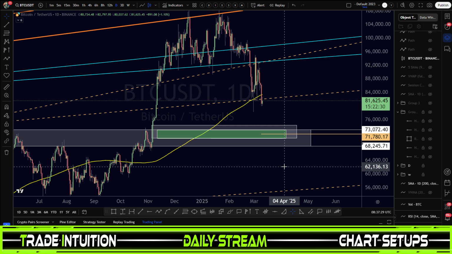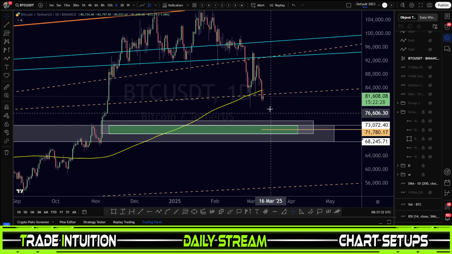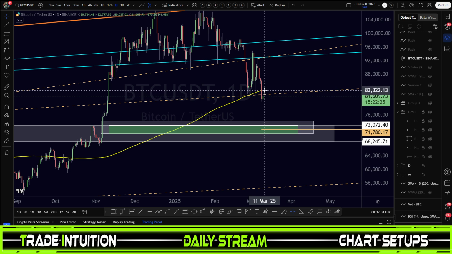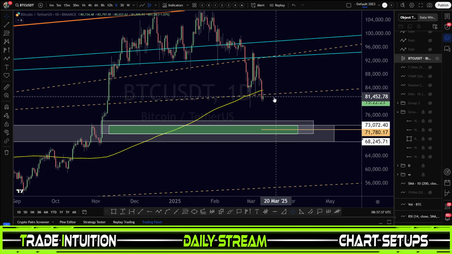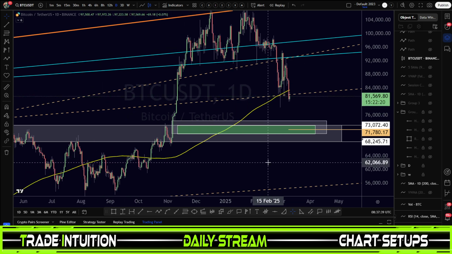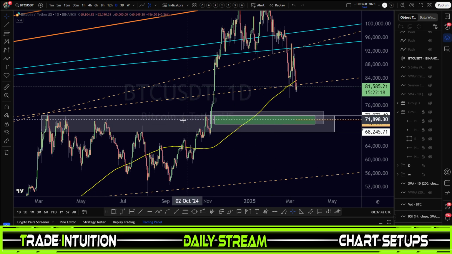We don't know what's going to happen. If the price action gets rejected off of this 200 SMA, also our dotted trend line, we have an extremely high possibility that we're going to come back into this zone and more than likely into this daily fair value gap area. If the price comes down, we're looking at around 71,780 to look for a possible bounce.